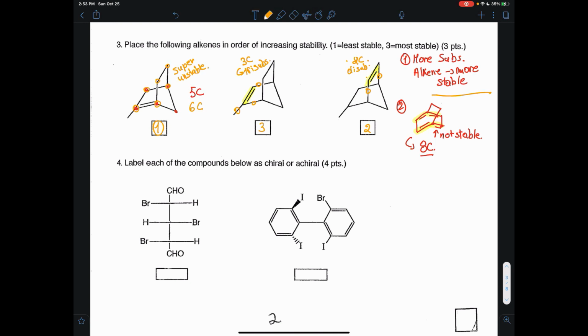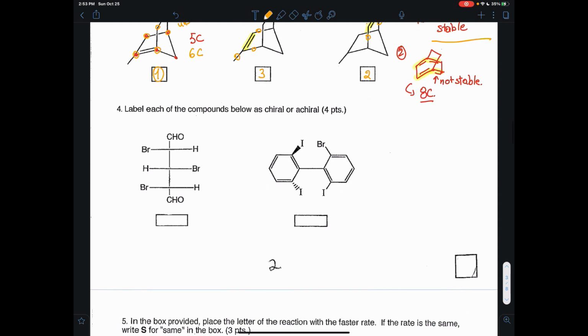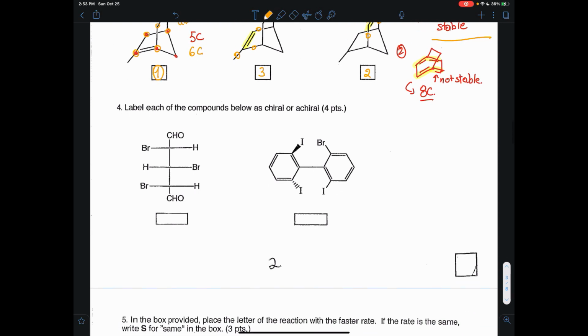There's lots of confusion that happens here about a carbon being chiral or the compound being chiral. When a compound is achiral, it means it's symmetric. There's a plane of symmetry. Now when a compound is chiral, there is not a plane of symmetry. Now when a carbon is chiral, it means it's connected to 4 different groups. When a carbon is achiral, it means it's not connected to 4 different groups.